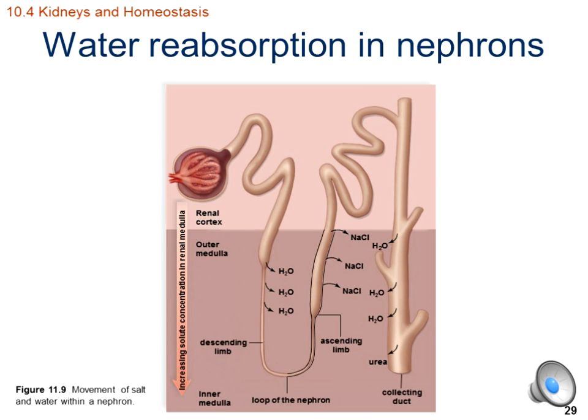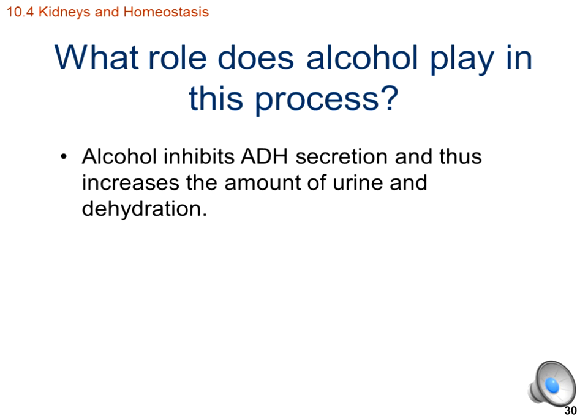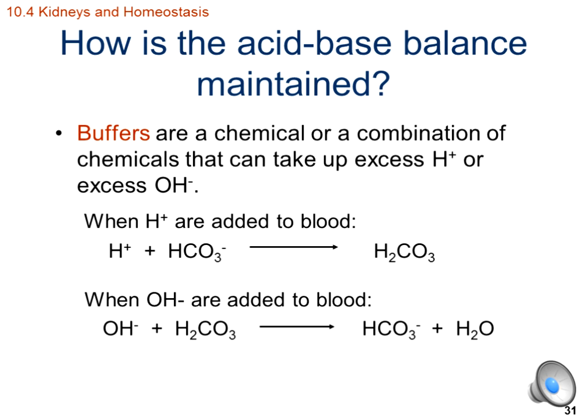So here's just a picture of some of this water reabsorption that happens along the length of the nephron. And at this point, antidiuretic hormone would be the primary player in how much of this water comes and is reabsorbed along this area. And this area, that is the job of the hormone aldosterone. So alcohol is actually going to prevent antidiuretic hormone secretion, and thus it increases the amount of urine and the amount of dehydration.